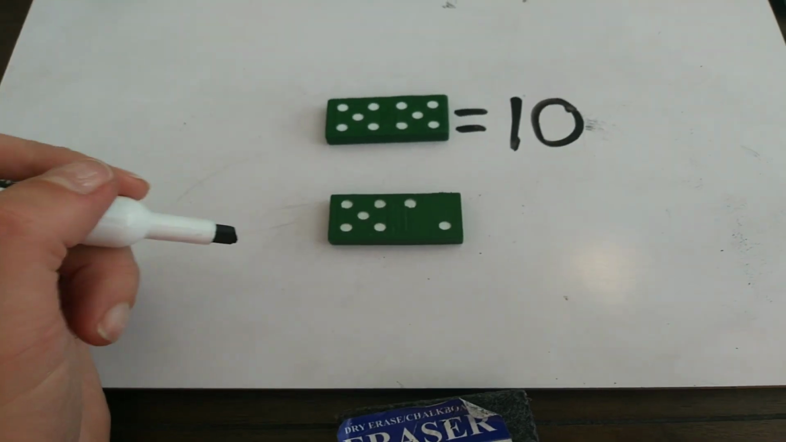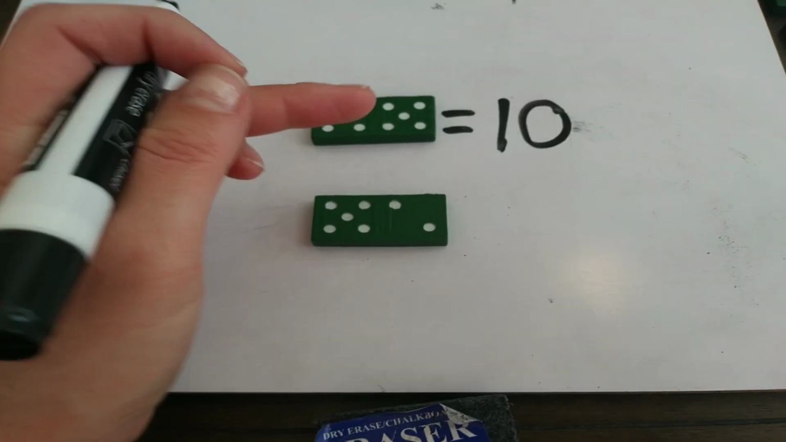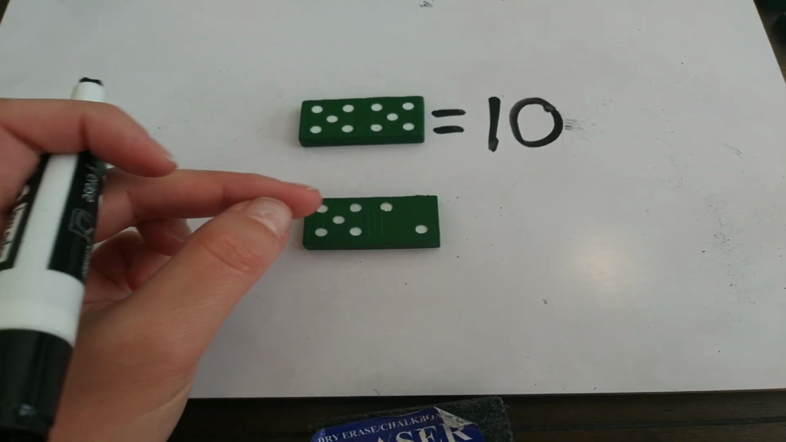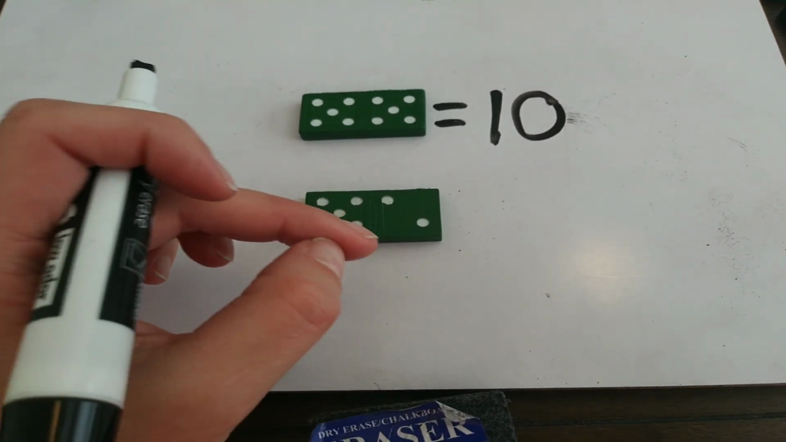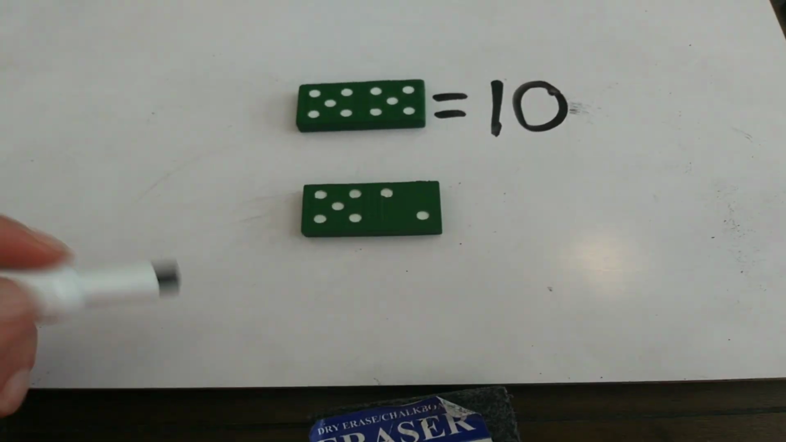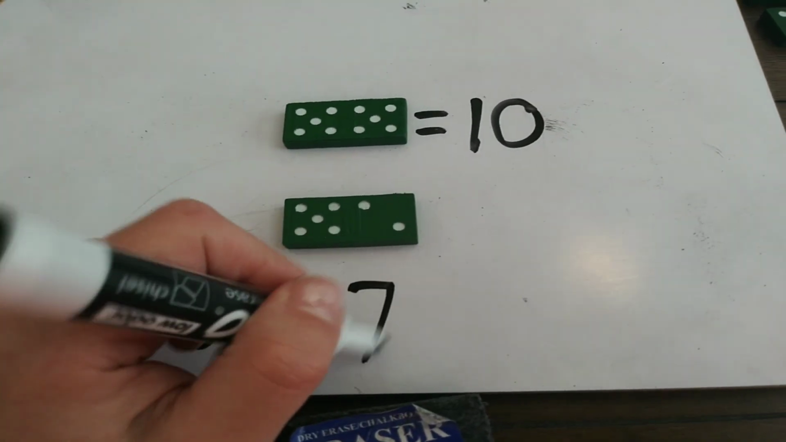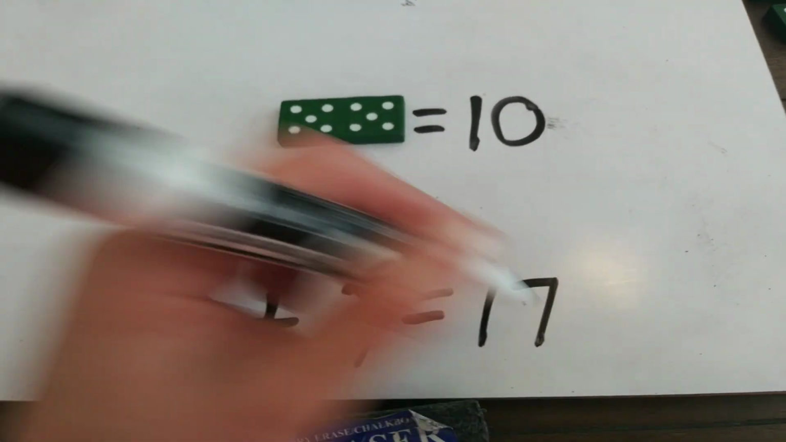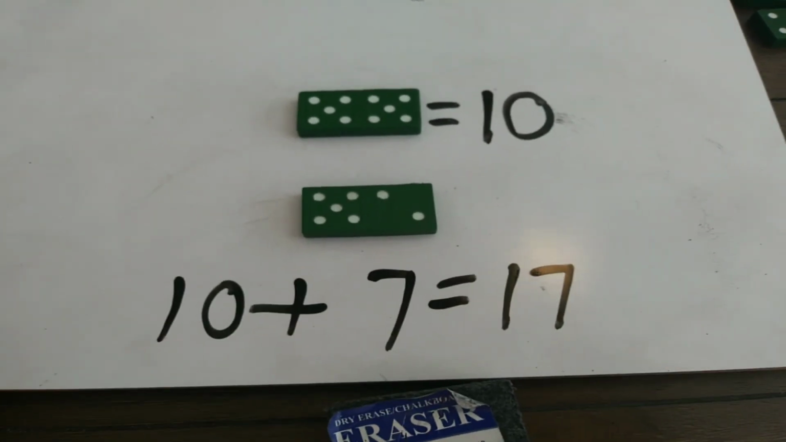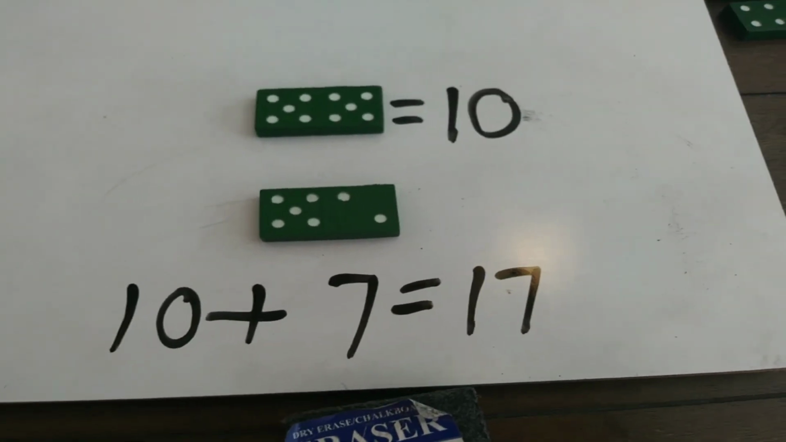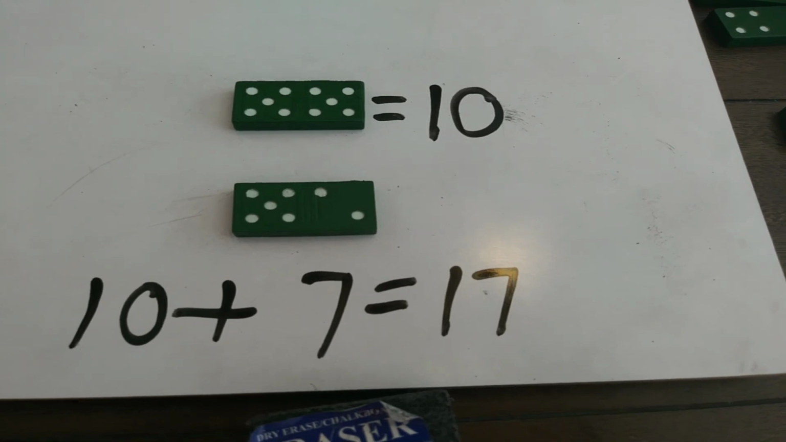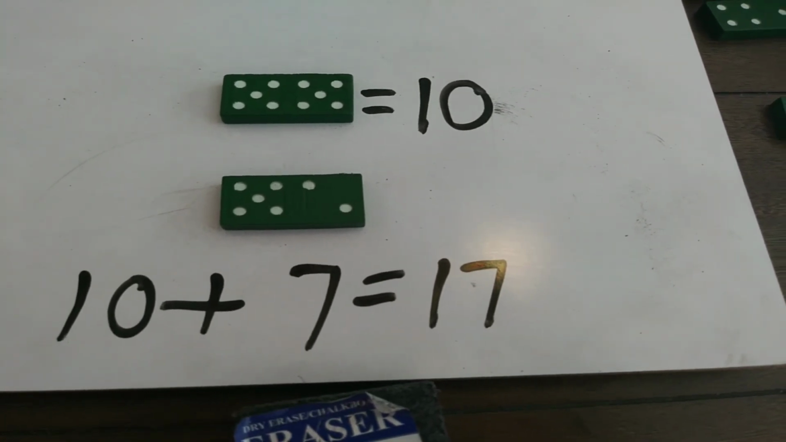So we started with the group of 10, and then we counted up from 10. So we went like this: 10, 11, 12, 13, 14, 15, 16, 17. So 10 plus 7 equals 17. Great job working on making numbers up to 19, working with those teen numbers.